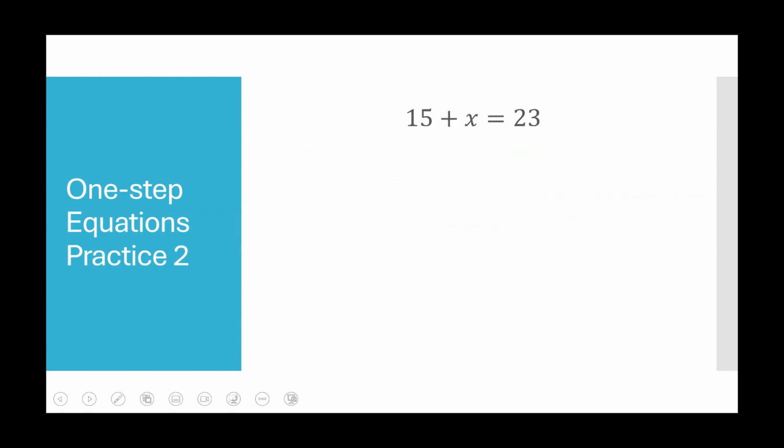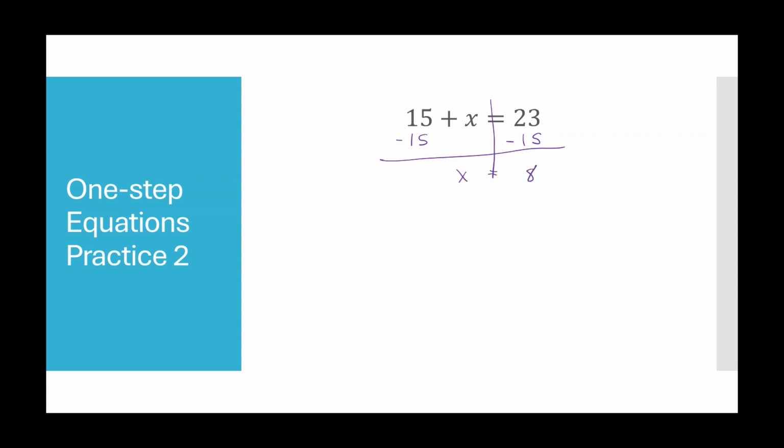All right, 15 plus x is 23. We need to get x all by itself on one side, so I'm going to get rid of this positive 15 by subtracting 15 on both sides. So my 15's cancel to 0. I have x equals 8.